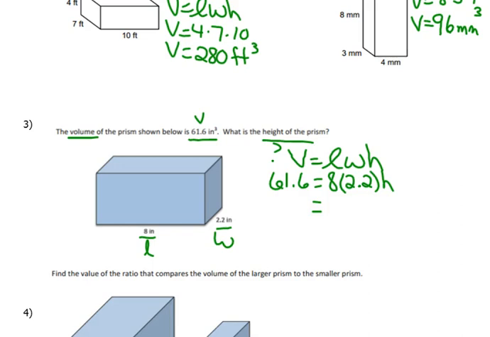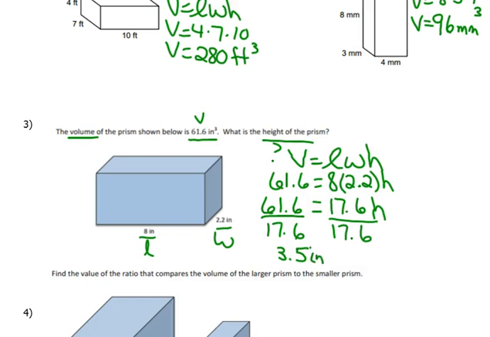In order to do that, I'm going to do 8 times 2.2 first, which is 17.6. How do I finish getting H by itself? We spent a lot of time solving equations. So now I have to divide both sides by 17.6 to figure out what H is going to be. That gives me 3.5, and my label is just inches, not inches cubed, because I didn't find volume. When we're measuring a distance, it's always just a plain label.